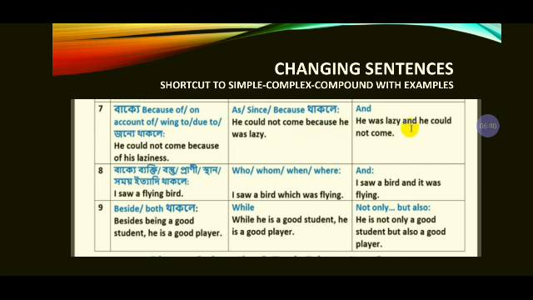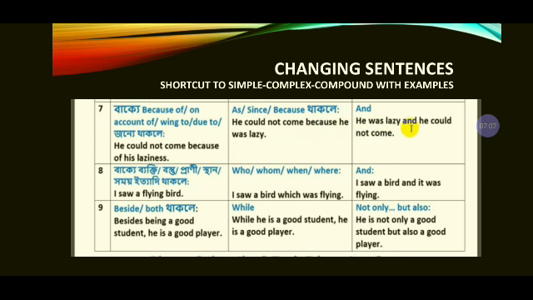Number 8. I saw a bird flying, or I saw a flying bird. Use who, whom, when, where, etc. as a clause for the complex sentence. And in compound, use and as the conjunction. I saw a flying bird. I saw a bird which was flying. And in compound, I saw a bird and it was flying.